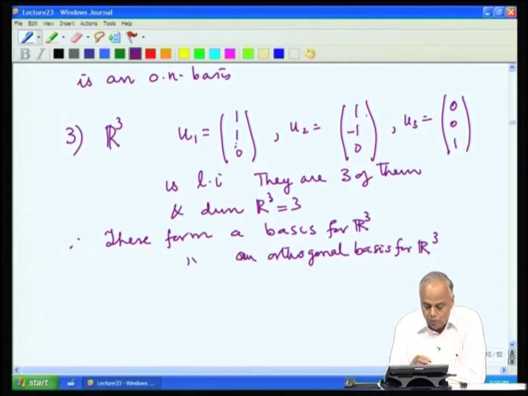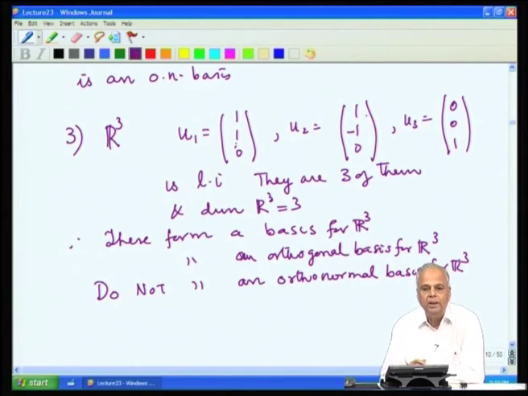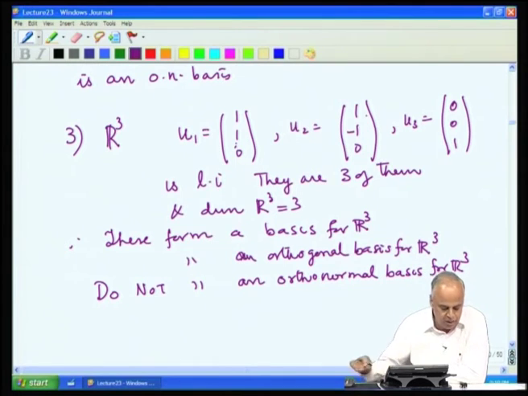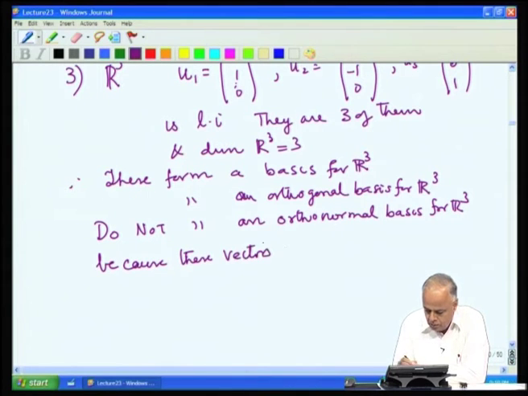However, they do not form an orthonormal basis, because the normality condition is not satisfied. These vectors do not have length 1.